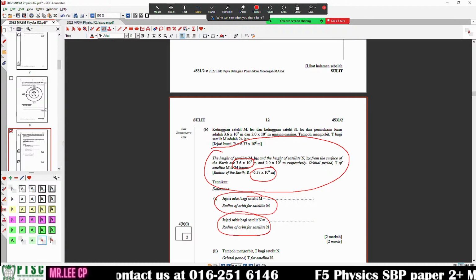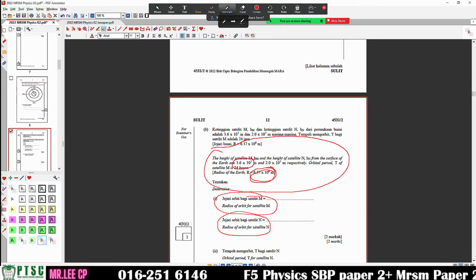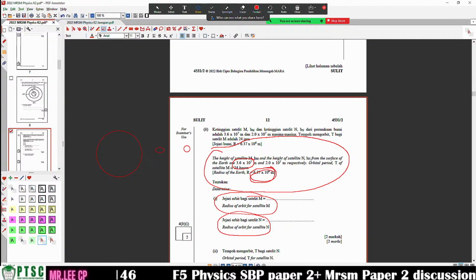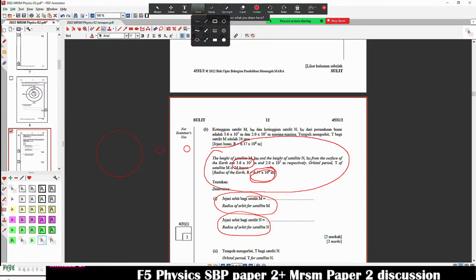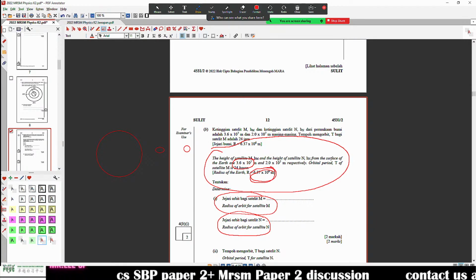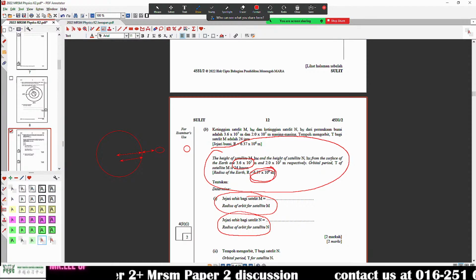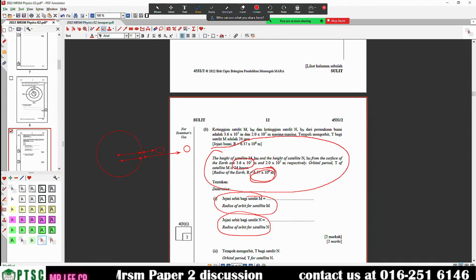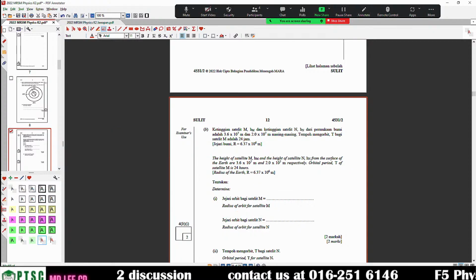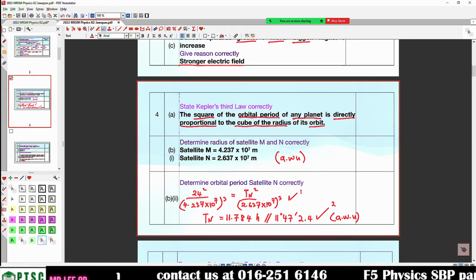It is not the orbital period. The radius of the orbit is this one. Why this one? I haven't explained. This is Earth, this is M, this is N. Simply. So for M and N, this one plus this one is your first one, and this one plus this one is your second one. So you add it, you'll get this.